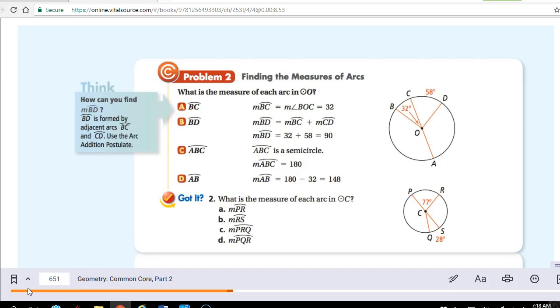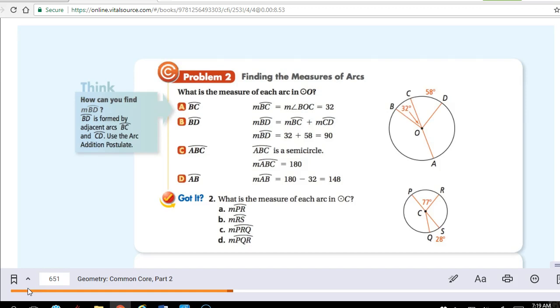Now, it also tells us about BD. Now that we know that BC is 32 and that CD was given as 58, we can add those two together, the 32 and 58, to end up being 90. So from B all the way to D is going to be 90. So arc BD would be 90 degrees.